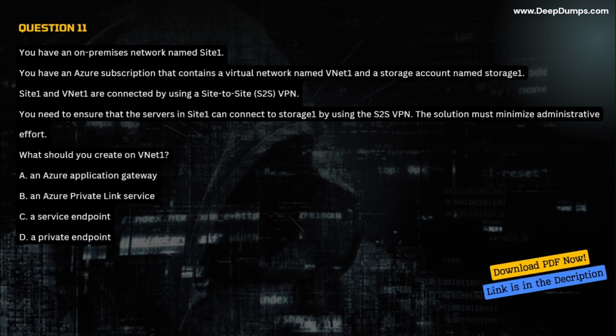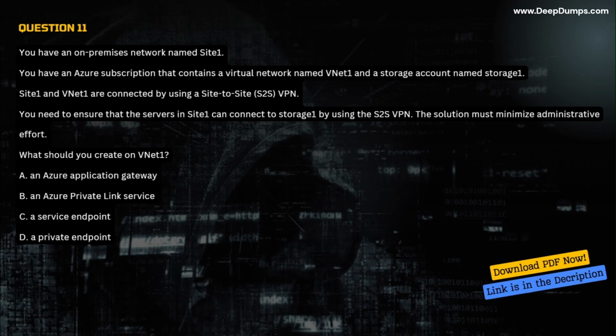Question 11. You have an on-premises network named Site1. You have an Azure subscription that contains a virtual network named VNet1 and a storage account named Storage1. Site1 and VNet1 are connected by using a site-to-site S2S VPN. You need to ensure that the servers in Site1 can connect to Storage1 by using the S2S VPN. The solution must minimize administrative effort. What should you create on VNet1?